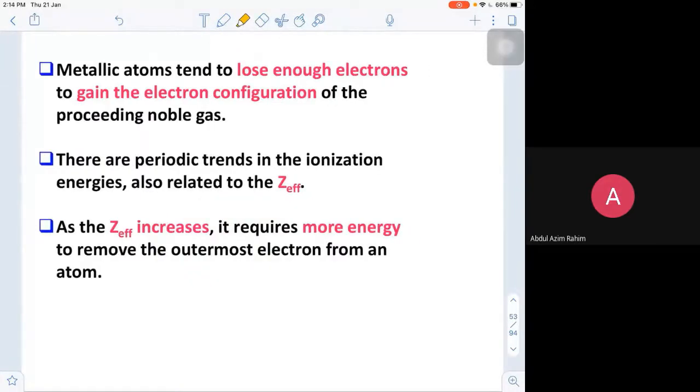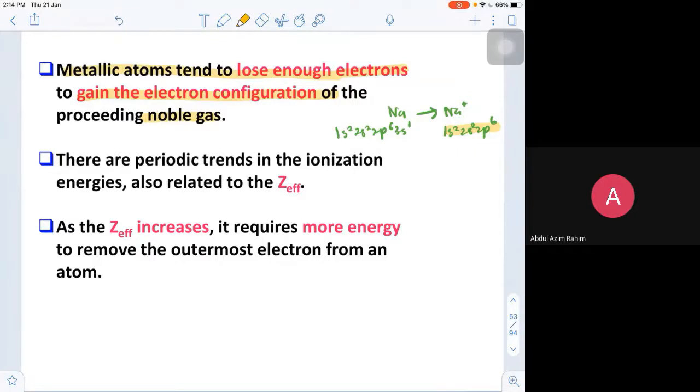So if we have a metal atom, metal atoms tend to lose electrons so that they will gain the electronic configuration of the noble gas. If we have the metal sodium, it tends to form Na+, because sodium will achieve the noble gas configuration when it forms the positive 1 ion. The Na configuration is 1s2, 2s2, 2p6, 3s1. So when it turns to Na+, the configuration will be 1s2, 2s2, 2p6. So sodium will lose one electron so that it will achieve a noble gas configuration, and this is a stable configuration for the ion.